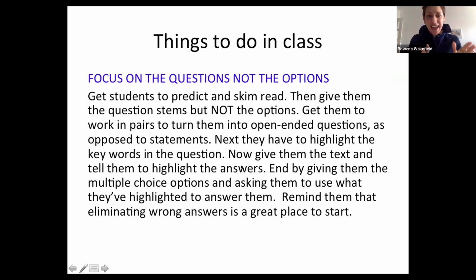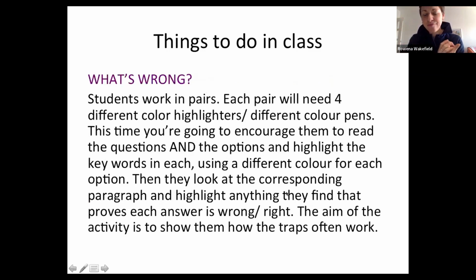And then give them the text. They would go through and highlight the answers to the questions, and then you'd end by giving them the multiple choice questions, and hopefully they can use what they highlight to answer the multiple choice questions. And of course, remind them that eliminating the wrong answers is a good place to start.